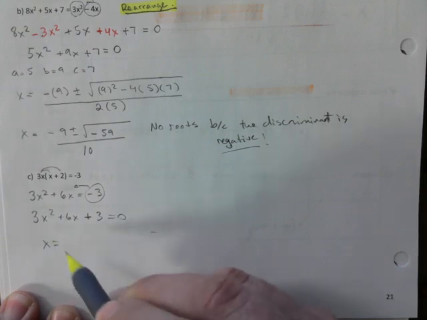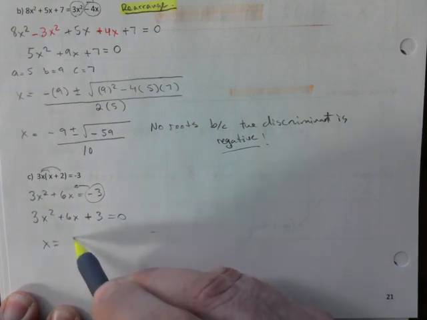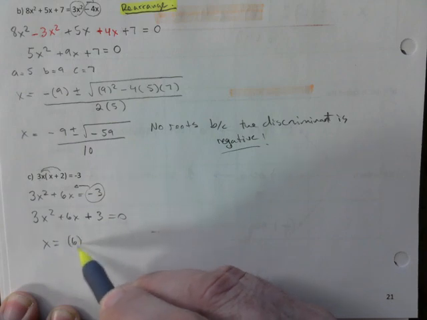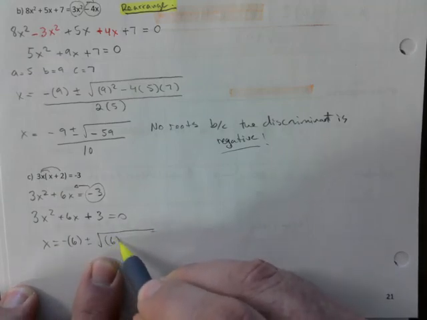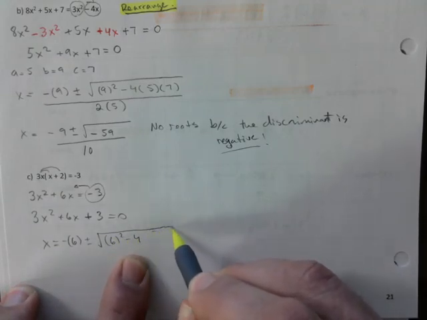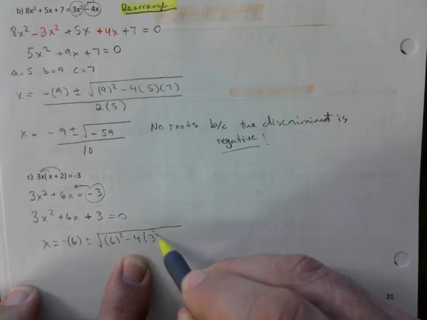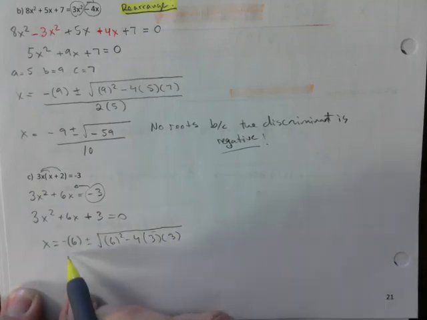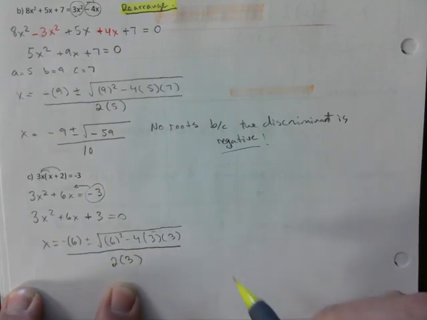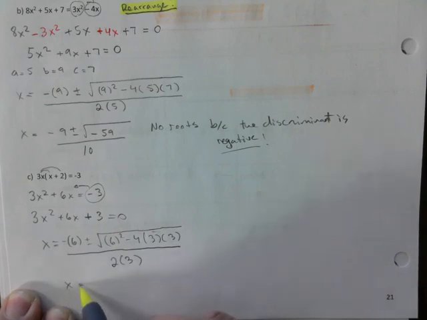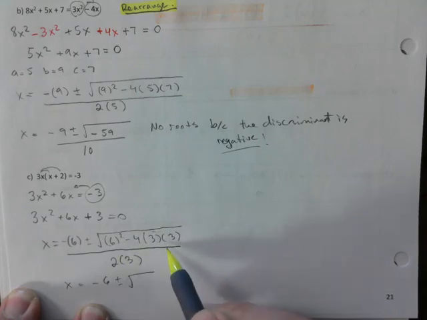I'm just going to do this just so you have another example. Negative 6 plus or minus the square root of 6 squared minus 4 times A times C, all of that over 2 times 3. If you clean this up, it ends up being negative 6 plus or minus the root of something. This gives you 0, okay?